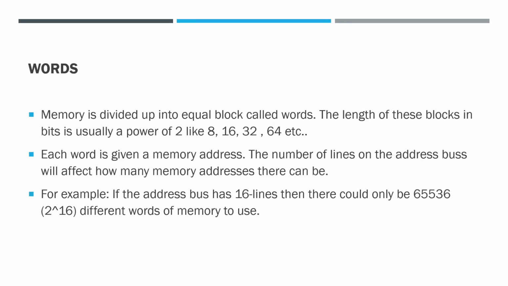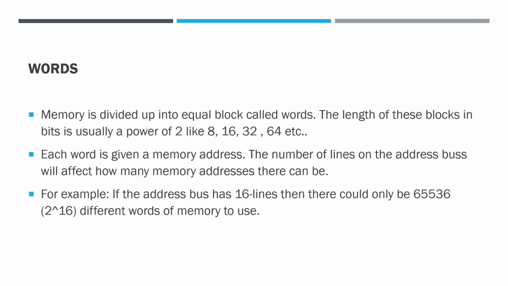Right, now, words. Memory is divided up into equal blocks called words. The length of these blocks in bits is usually a power of 2, okay? Each word is given a memory address. The number of lines on the address bus, with double S there, will affect how many memory addresses there can be. So the address bus has lines, basically tracks, like before, that essentially determine how many memory addresses you can have. So for example, if the address bus has 16 lines, then there can only be 65,536 different words of memory to use.